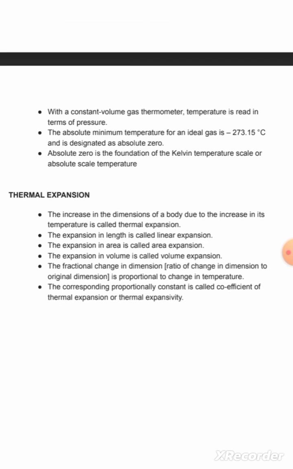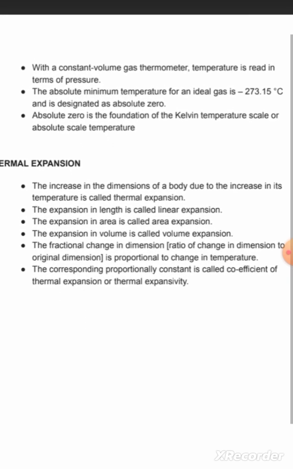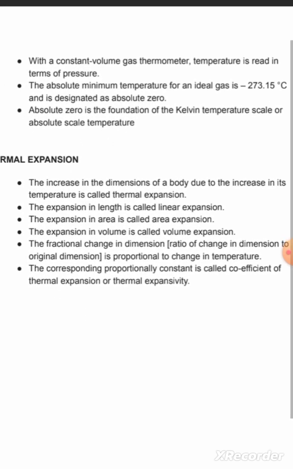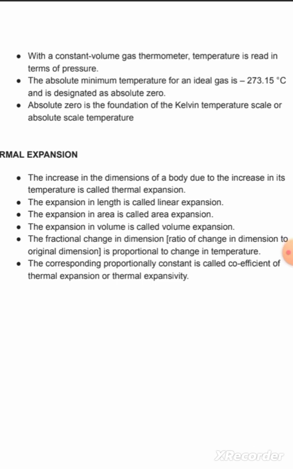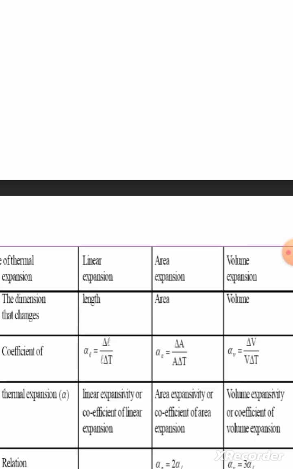Now thermal expansion. The increase in the dimension of a body due to increase in its temperature is called thermal expansion. The expansion of length is called linear expansion. Expansion of area is called areal expansion. Expansion of volume is called volume expansion. The fractional change in dimension is proportional to change in temperature. The corresponding proportionality constant is called coefficient of thermal expansion or thermal expansivity.